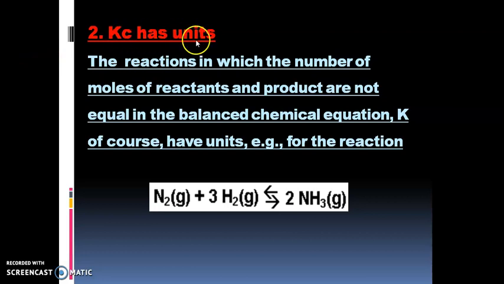The second situation is when Kc has units. Student, for a reaction in which the number of moles of reactants and products are not equal in the balanced chemical equation, Kc has, of course, some unit. For example, nitrogen and hydrogen react together to form ammonia gas.